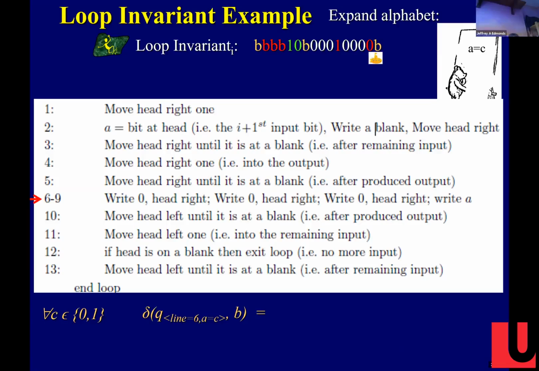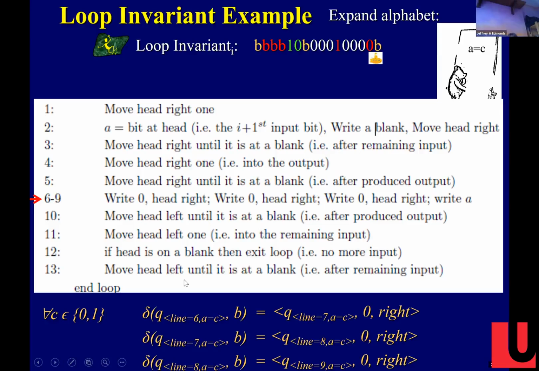Now I'm in line 6. If I'm in line 6, what do I do? Well, I'd better be reading a blank, because that's what I got when I was in line 6. If I'm in line 6 and I'm reading a blank, then I write a 0 and I go right. So if I'm on line 6 and I'm on a blank, I write a 0 and I go to line 7. If I'm in line 7, I write a 0 and I go to line 8. And if I'm in 8, I write a 0 and I go to line 9. And each time I move the head right. Right? Does that make sense? 6, 7, 8.